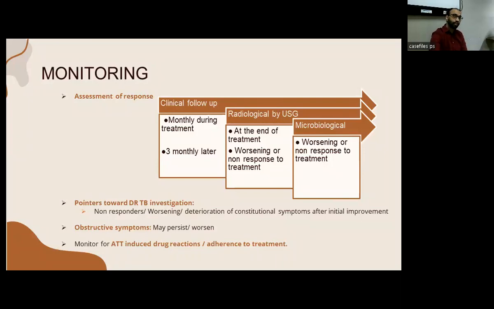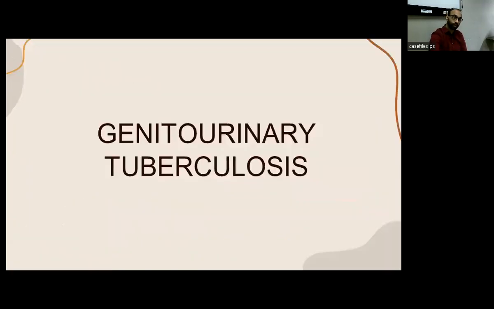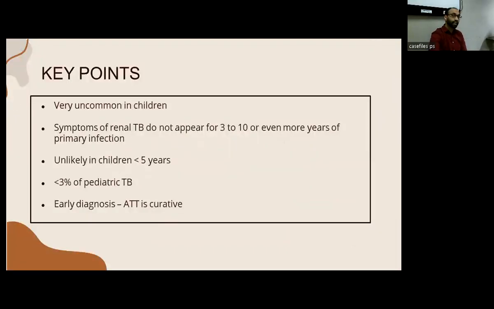Monitoring for ATT-induced drug reactions is to be done again at every visit, and adherence to treatment is to be documented. Coming to genitourinary tuberculosis, this is very uncommon in children because symptoms of renal TB do not appear for 3 to 10 or even more years after primary infection. So this is unlikely to be encountered in a child who is less than 5 years, and less than 3% of pediatric TB are genitourinary. Primarily, they are pulmonary or abdominal tuberculosis.